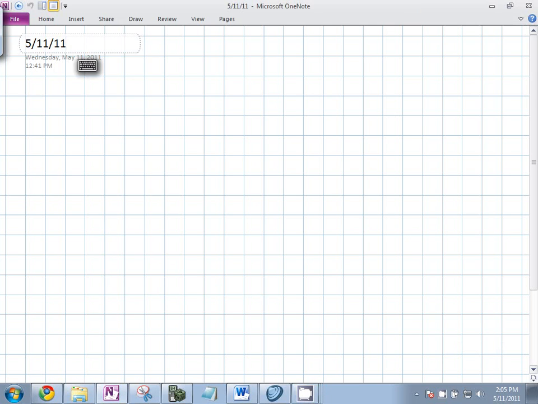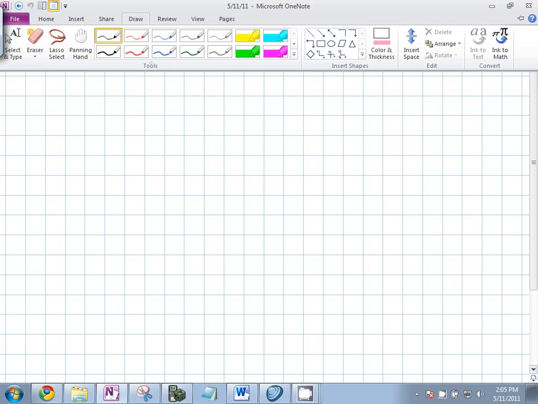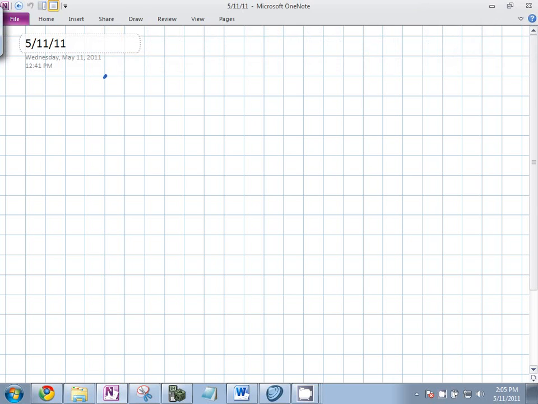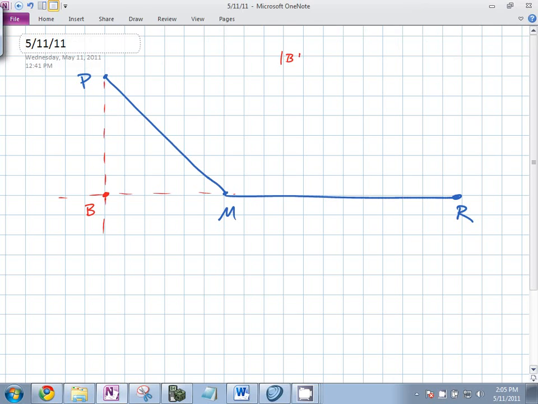Fun question being a shape that looks like this. Let's label some points. P, M, R, and then you also know B. What is B? So you know, this tells you that BR is what?